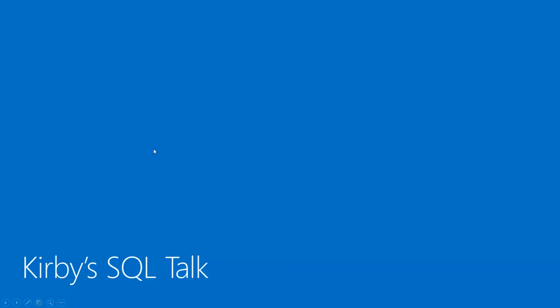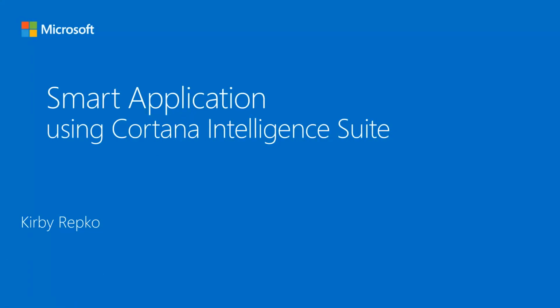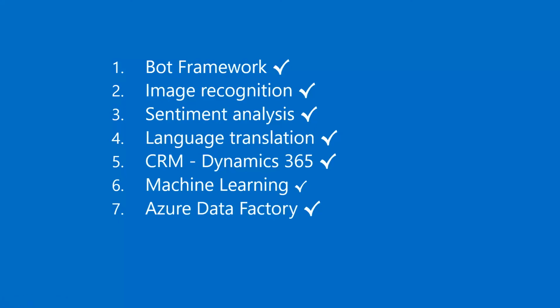Today, we're going to switch gears a little bit, not just talk strictly about data, but an entire application. And this application demonstration behind the scenes uses Microsoft's Cortana Intelligence Suite. That suite is made up of machine learning, artificial intelligence, and cognitive services for photo recognition, et cetera. So this might look like a pretty straightforward demo, but behind the scenes, it's using our bot framework to answer questions, image recognition, sentiment analysis, language translation, Dynamics 365 CRM integration, machine learning, and Azure Data Factory. So let's jump into the demo.